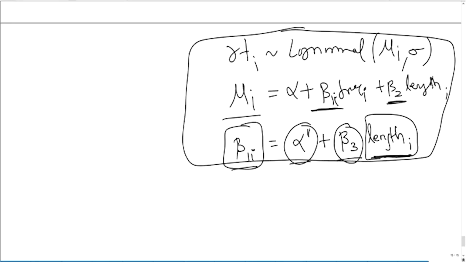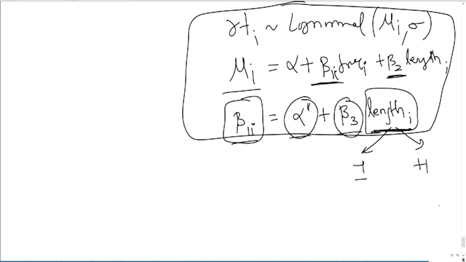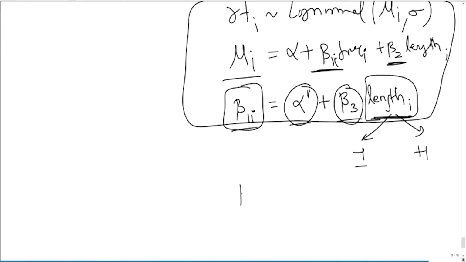Okay. So let's say you take word length as -1 and +1: -1 when the word is short, +1 when the word is long, or the other way around, whatever you take. What it would mean is that this parameter beta 1 i would be alpha dash plus beta 3 when the word is long and alpha dash minus beta 3 when the word is short. So this is what will happen. Beta 3 is actually telling you the difference of the frequency effect in short words versus long words.